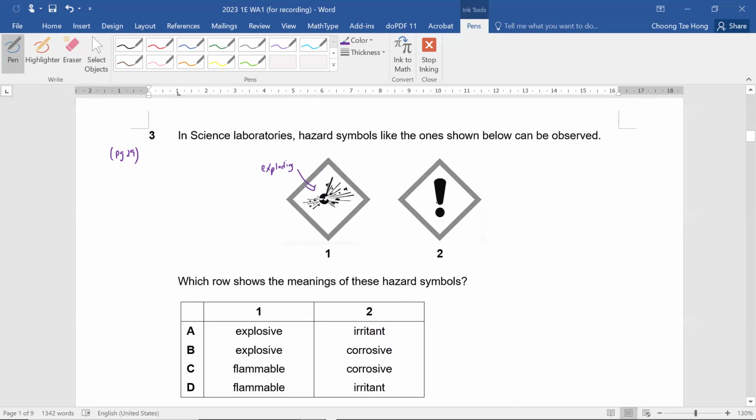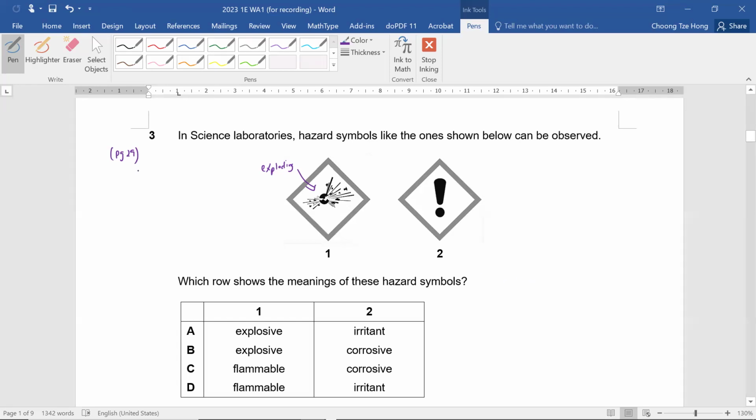So this one would be the exclamation mark. Exclamation mark means something like a sudden pause, right? To signal a sudden pause. So it's something that irritates you. It will cause you to pause suddenly and then changes your mood and things like this. So the answer will be A.